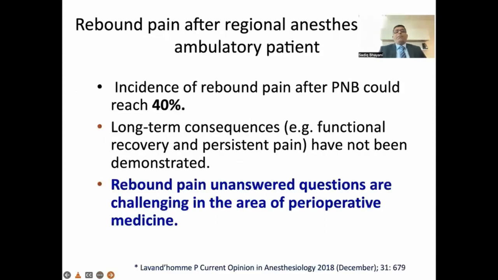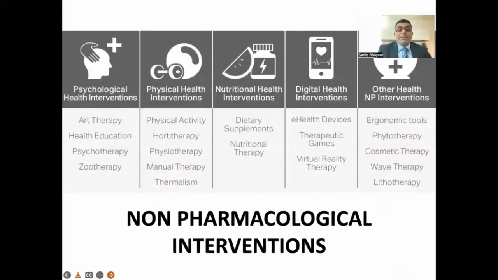So if you're performing regional anesthesia, do mention to the patient that at one point the regional technique will not be able to manage the pain, so they will need to take some more analgesics. So what are the non-pharmacological interventions? Art therapy, educating the patient, telling them they're undergoing surgery, what kind of pain they should expect.